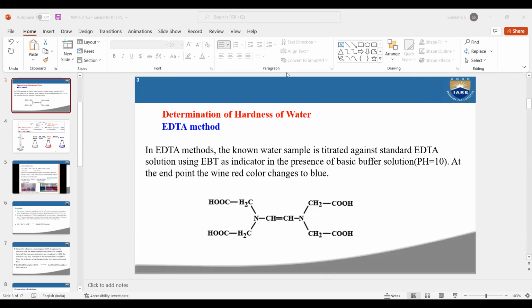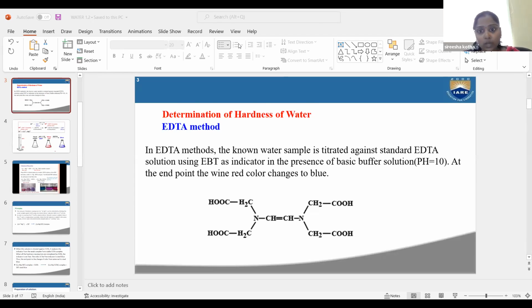So what is the full form of EDTA? Anybody? What is the full form of EDTA? Ethylene diamine. Are you listening? What is the full form of EDTA? Ethylene diamine tetraacetic acid.